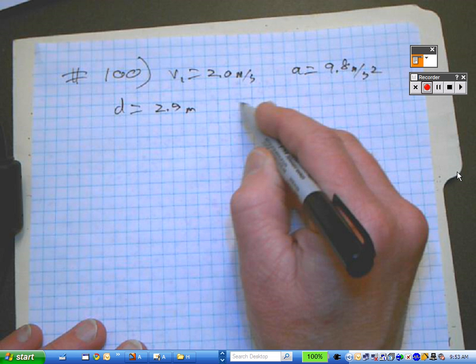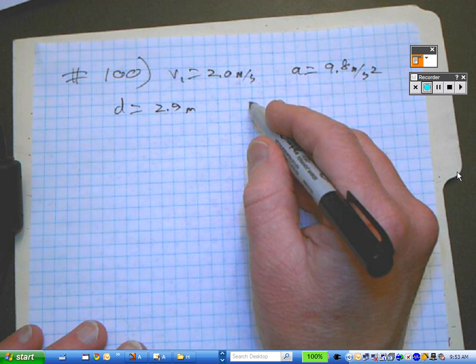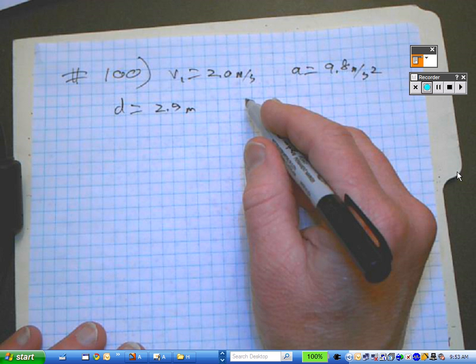Then they have a question. I believe this is the most important part. They ask, how fast will it be moving?